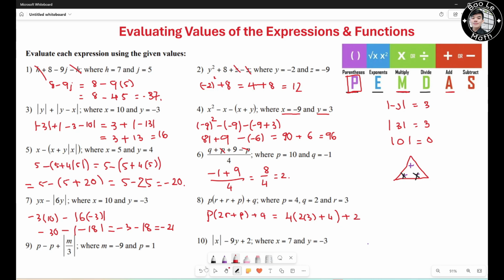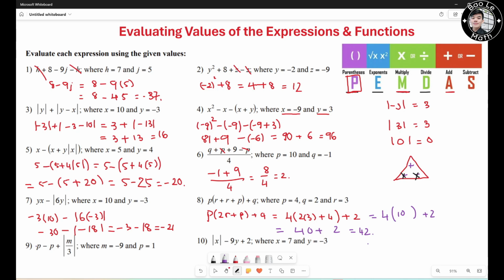Now, we need to deal with parentheses first, right? So, I have 4 times 2 times 3 equals 6. 6 plus 4 equals 10. So it could be 10 right here. Plus 2. Right? Now we need to deal with multiplication first. So 4 times 10 equals 40. 40 plus 2 is going to be 42. Right? Now question number 9.